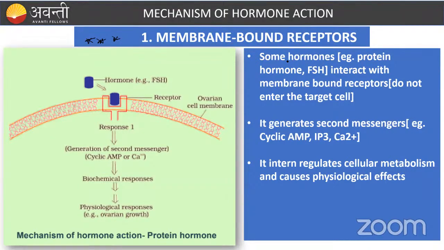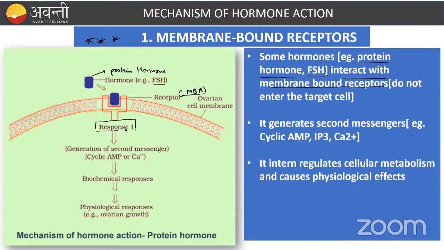Membrane-bound receptor. In this slide, we are going to discuss the membrane-bound receptor as well as the peptide hormone, because we know that only peptide hormones have the membrane-bound receptor. Some hormones, for example protein hormones like the follicle stimulating hormone, interact with the membrane-bound receptor. This is your follicle stimulating hormone, or the protein hormone. It interacts with the receptor, and once it does, it generates a response.